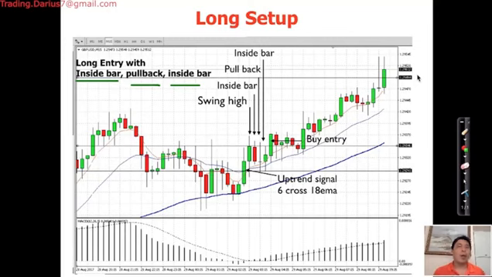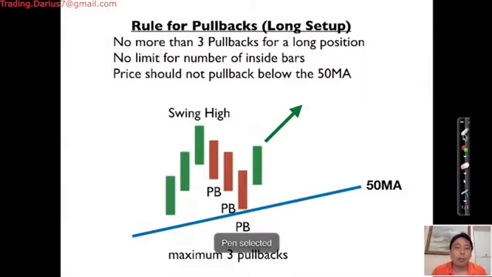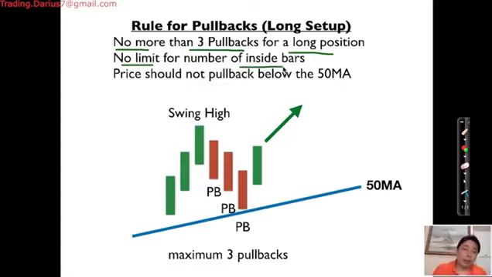So some of you may ask, okay, so you've got a swing high, you've got a pullback, now is there a maximum number of pullbacks that I can accept? I can't pull back forever, right? Yes, there is a maximum. So here are the rules for pullbacks. You should have no more than 3 pullbacks for a long position. But you can have as many inside bars as necessary, right?